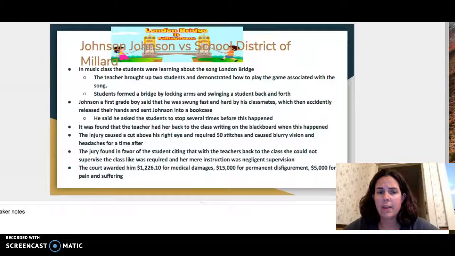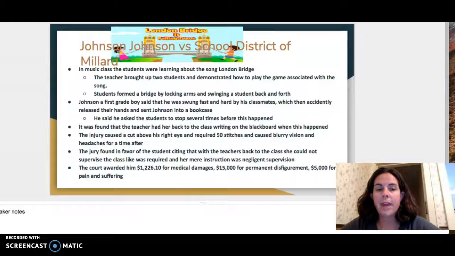He testified that he had asked the students to stop several times before this had happened. It was also found during the course of the case that the teacher was not supervising like she should have been, and she had her back to the class and was writing on the blackboard and did not see the incident happen. The injury caused a cut above his right eye and required 50 stitches and caused blurry vision and headaches for a time after.